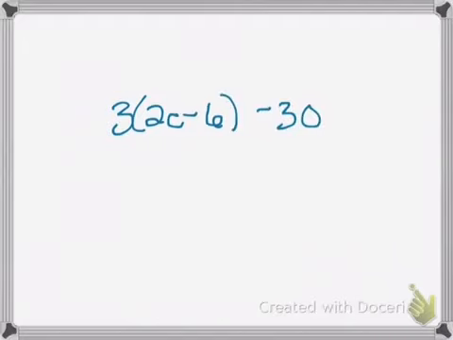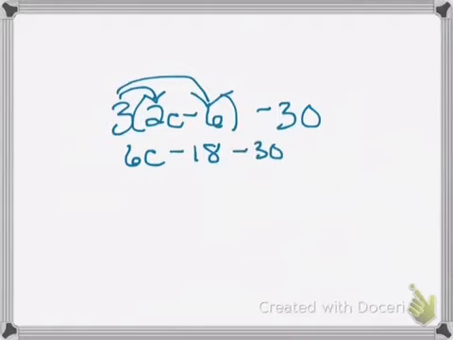Okay, now this one's interesting because I have to do the distributive property before I combine like terms. Now if you'll remember, that 3 is on the outside of the parentheses, so that means 3 is multiplied to everything on the inside of the parentheses. So I'm going to draw arrows to remind me what to multiply the 3 by. 3 times 2c is 6c, and 3 times negative 6 is negative 18. Then bring down your minus 30.